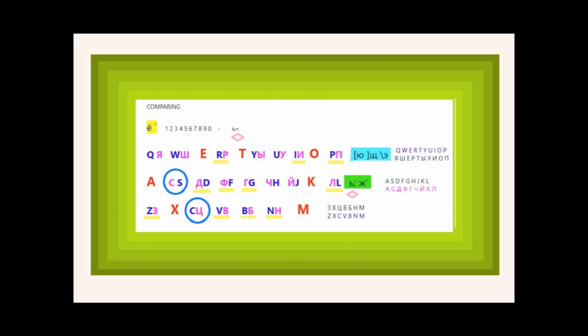And M, you have English M and Russian M. So these red ones, they are very easy because you see they are the same. Others may be different. Those which are marked, again, by me with yellow underlining, they are also easier because they stand for the same sound.